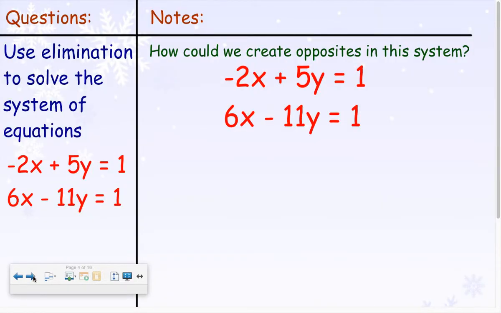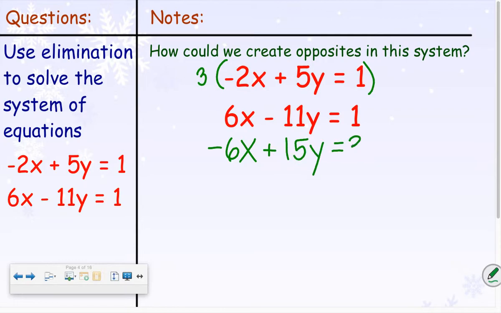All right, third one. Once again, we are not given opposites, so we have to make them. Can negative 2 go into 6 evenly? Yes, it can. In order to do the opposite of 6, I need negative 6, so I'm going to times this top equation by 3. 3 times negative 2 is negative 6. 3 times 5 is 15. 3 times 1 is 3. Cross off my top equation.